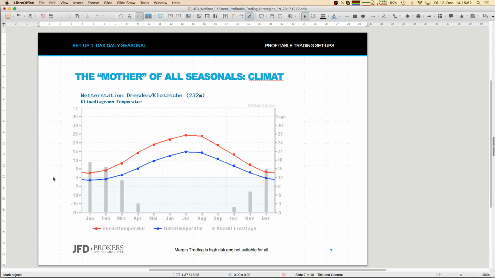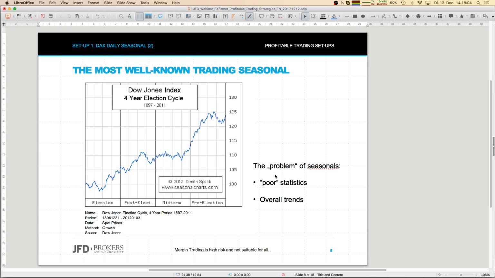So what someone has done here is he has looked for the last nearly 100 years at the behavior of the Dow Jones, and what he found out was that every 4 years within the United States they have an election, and therefore he divided the chart in 4 periods: the election year, post-election year, midterm and pre-election year. And then he normalized the typical change of the Dow Jones during those 4 years.